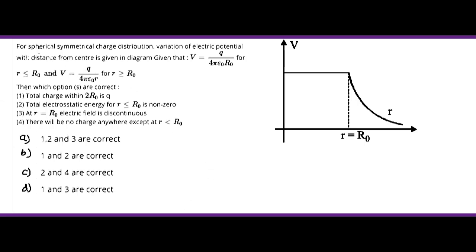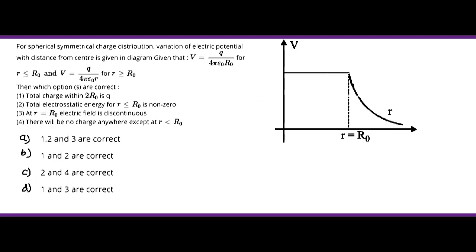In this question, what is given? For a spherically symmetric charge distribution, the variation of electric potential with distance from the center is given as V equals Q divided by 4 pi epsilon naught R naught for R less than R naught, and V equals Q divided by 4 pi epsilon naught R for R greater than or equal to R naught, and this is the variation which has been shown. So for R less than R naught the potential value is constant, and for R greater than R naught it is decreasing, inversely proportional to R, so it is decreasing like this.